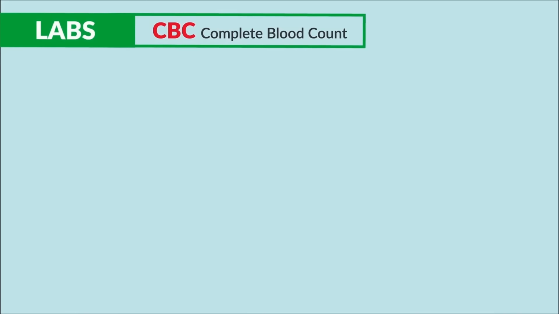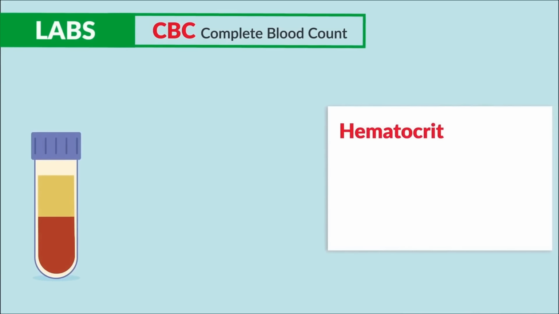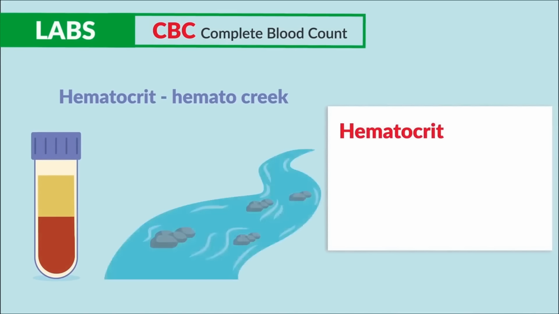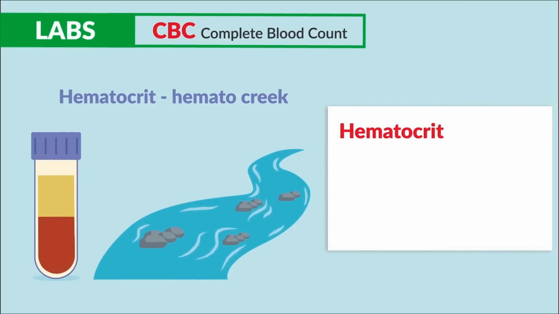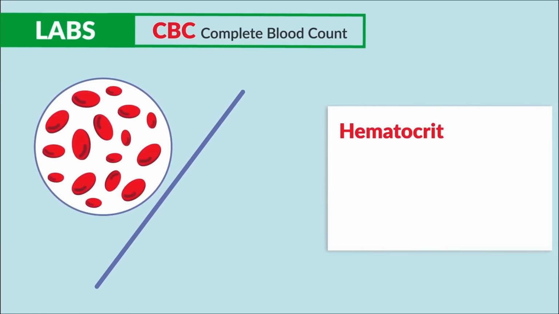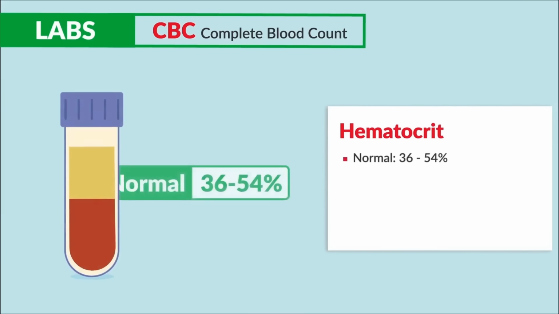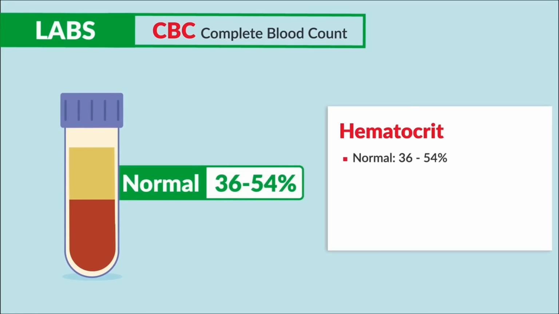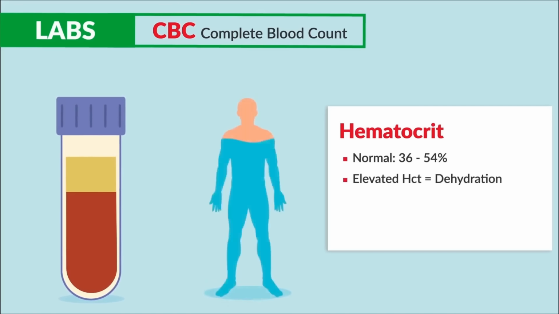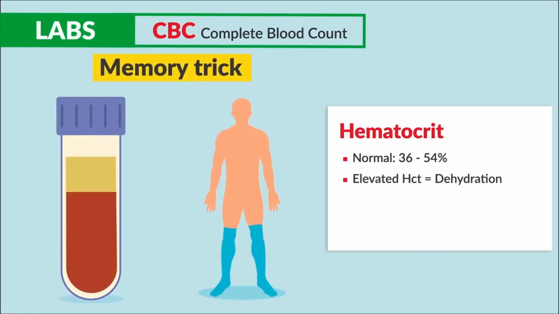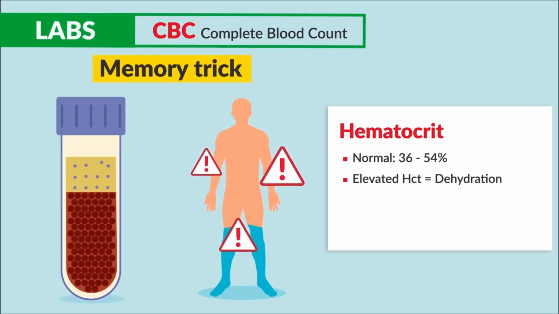Now, as far as the other H in H&H, our hematocrit, which I call hematocreek, like a creek or a river that flows, since it's the ratio of red blood cells and total blood volume, like the liquid part of the blood. Normally it's between 36 and 54. So elevated hematocrit is from dehydration. And the memory trick we use is when labs are high, then the body is dry. Now, this is due to hemoconcentration, so we use the memory trick: hemoconcentration is an indication of dehydration.